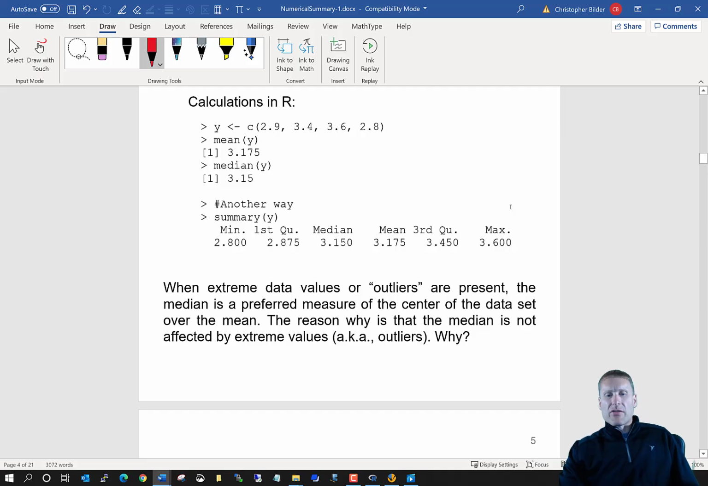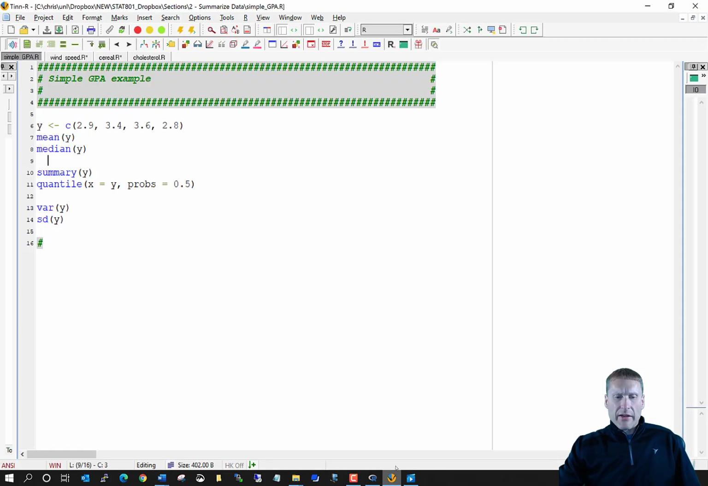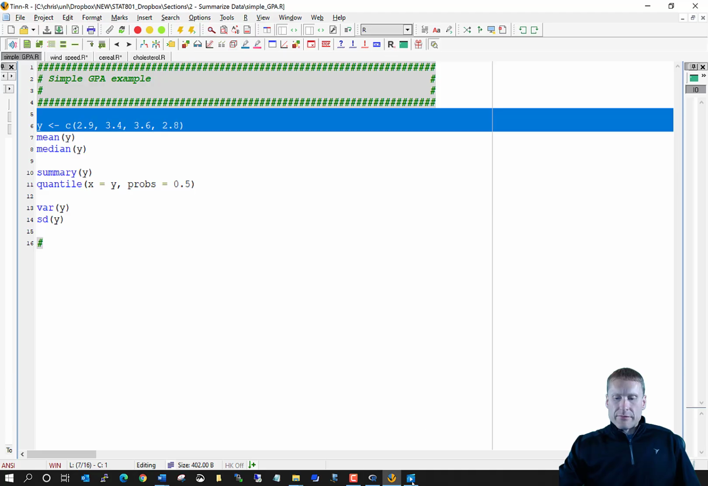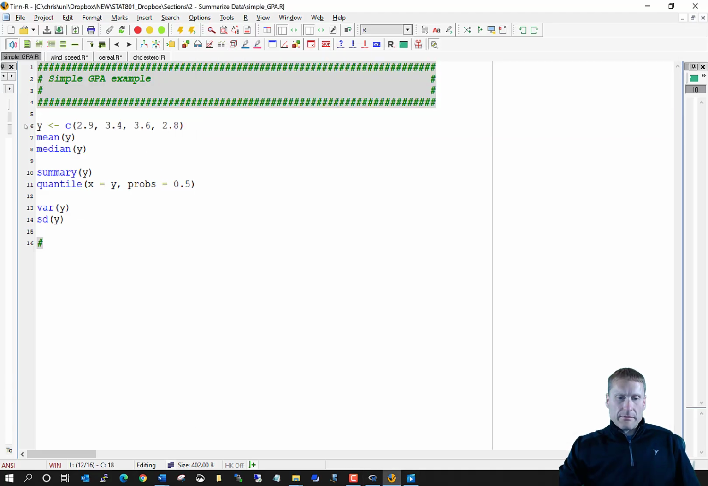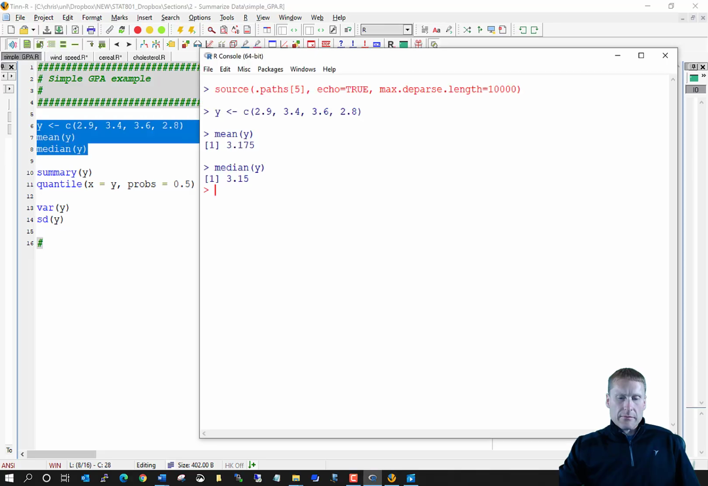Well, how do we do these calculations in R? Let me come on over here to R again. So I'm going to create an object called Y. It's going to consist of the combination or the concatenation of 2.9, 3.4, 3.6, and 2.8. Okay? So let me just go ahead and run that. Oops. Let me try that again. And so we can see that Y is indeed the correct value. We can use the mean function that we've seen before to calculate this mean is 3.175. And the median function calculates, as you might expect, the median.